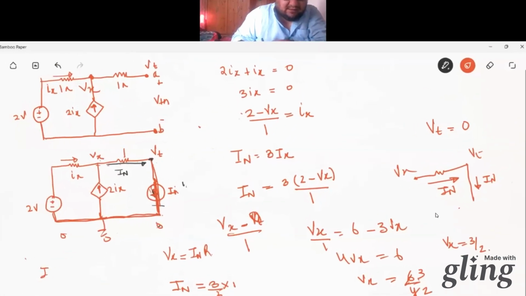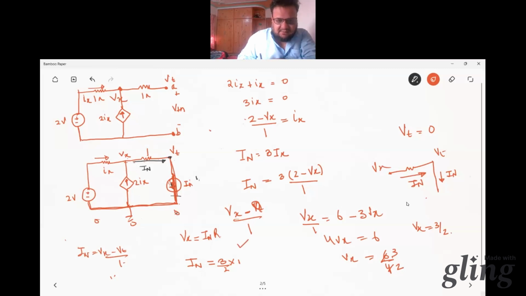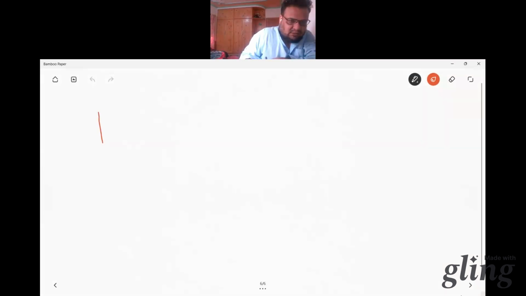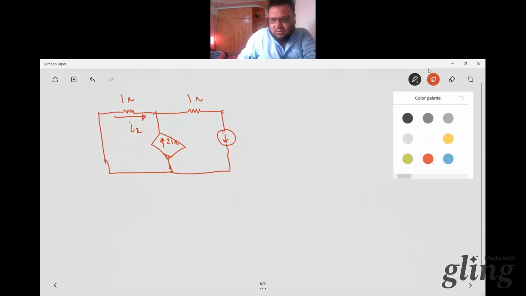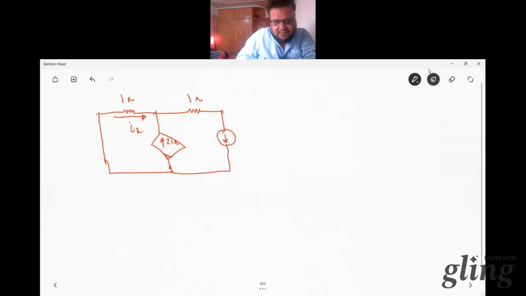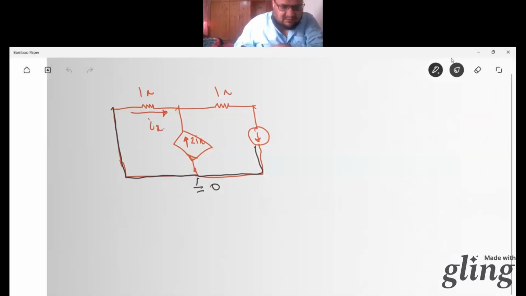Current is flowing from here to here, right? Button is nothing but 1. So I got this as 3 by 2. Now for the same circuit, this 2 volt, rest is okay. Once I put the test source here, and from here to here, my Ix is flowing. You notice here, what will be the potential? I told you, if I took this as 0, notice here also, same page, just a second.